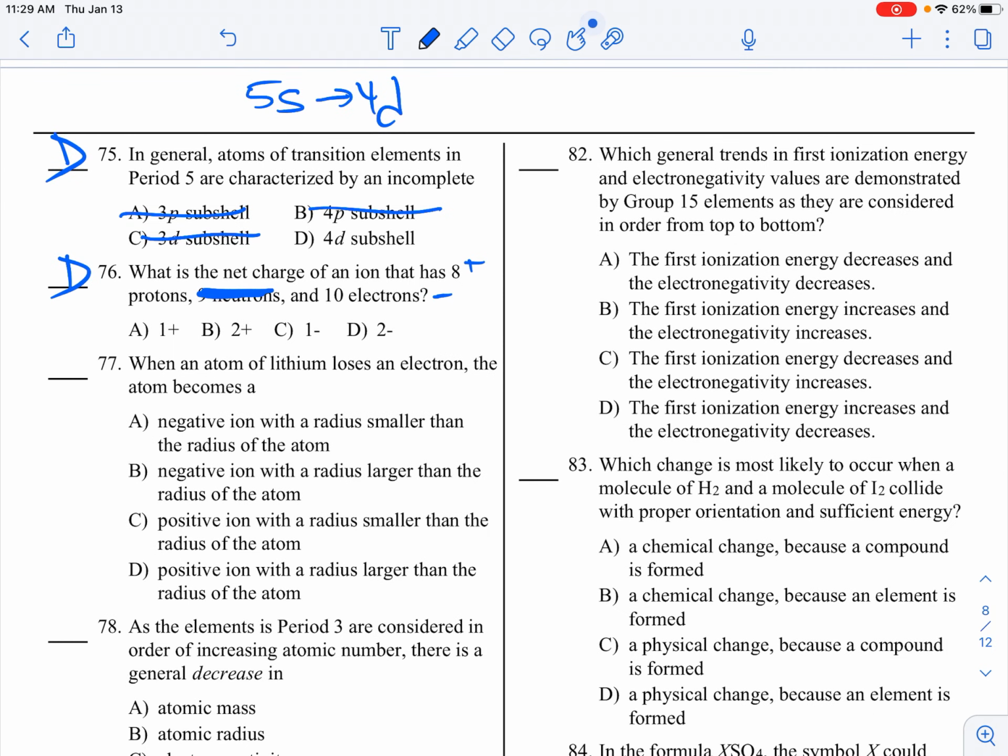When lithium loses an electron, what happens to the ion and what happens to the radius? So when you lose electrons, you become positive. And when you lose weight, you get smaller. So when you lose electrons, your radius is smaller.